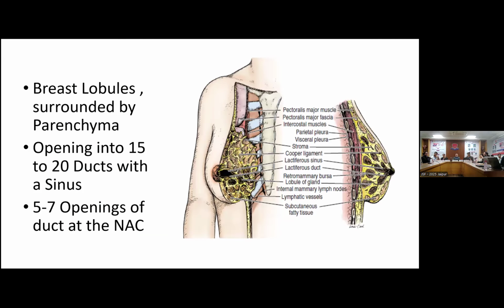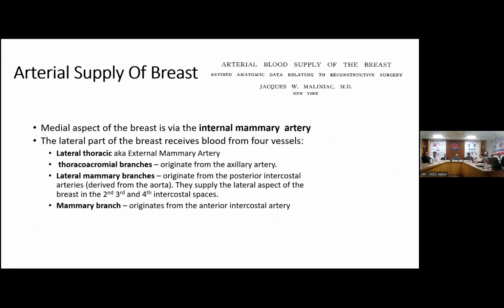Internally, the breast is formed by parenchyma and breast lobules, which have 15 to 20 ducts with a lactiferous sinus, which has 5 to 7 openings of the duct at the NAC. And the breast parenchyma, which is formed from the mesenchyme, has lymphatics, arterial supply, and venous supply.